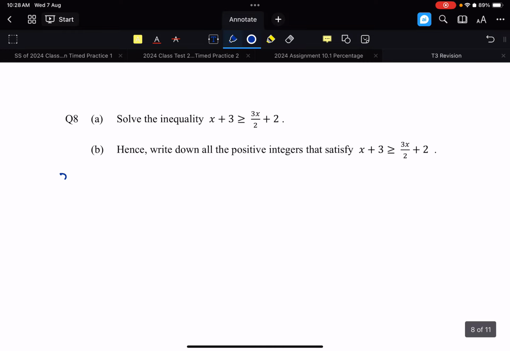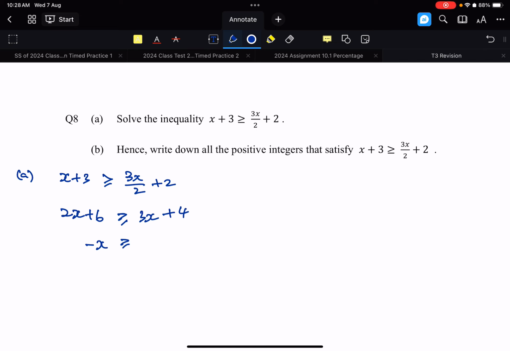Okay, this is another inequality to solve. So x plus 3, part A, is greater or equals to 3x over 2 plus 2, right? So let's multiply everything by 2. We can do that. So 2x plus 6 is greater or equals to 3x plus 4. That means negative x is greater or equals to negative 2. X is, oops, we got to change the direction. X is less than or equals to 2.